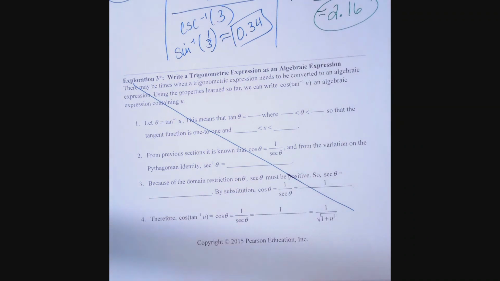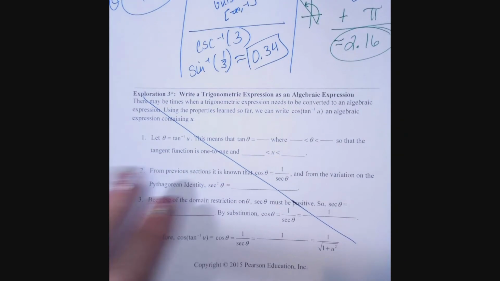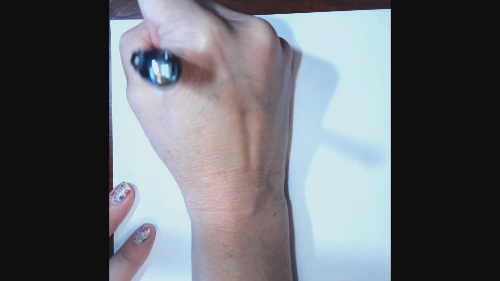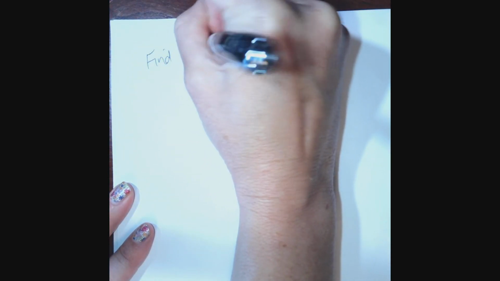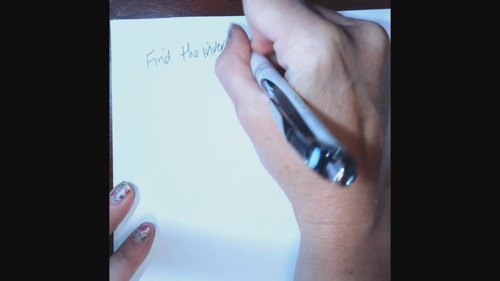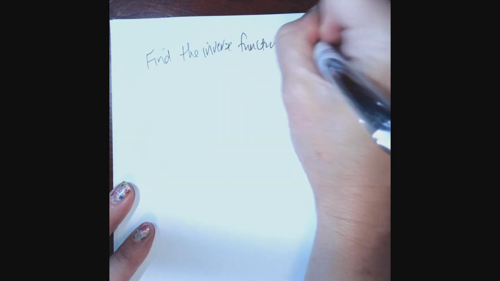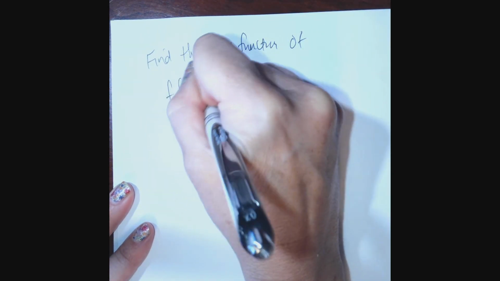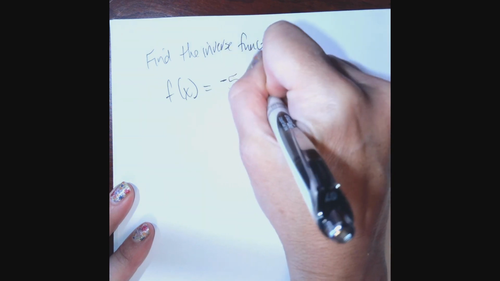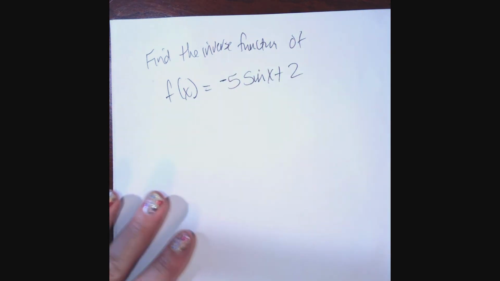I did want us to go ahead and do one practice problem from our last section where we are going to find an inverse function again, because this is kind of a challenge for students typically. So we are going to find the inverse function of f of x equals -5 sine x plus 2.